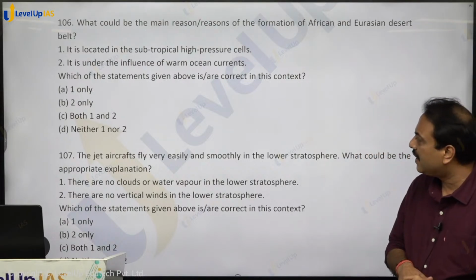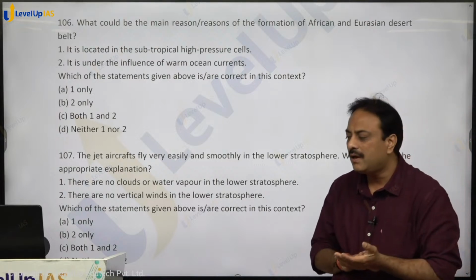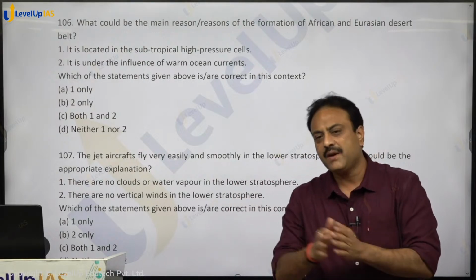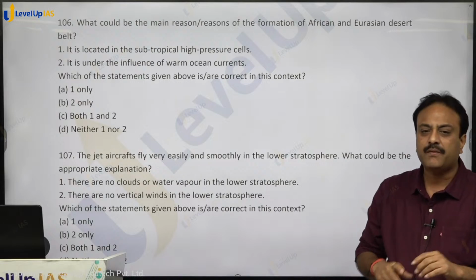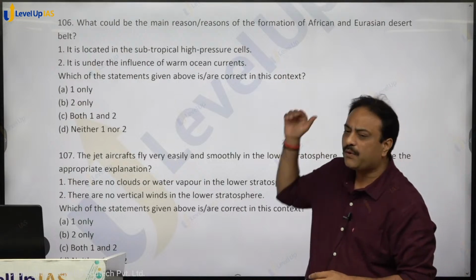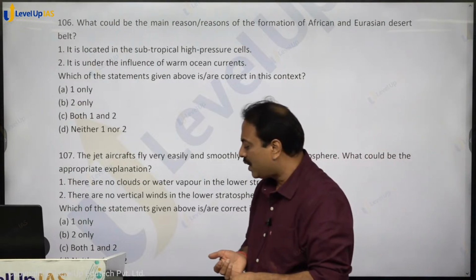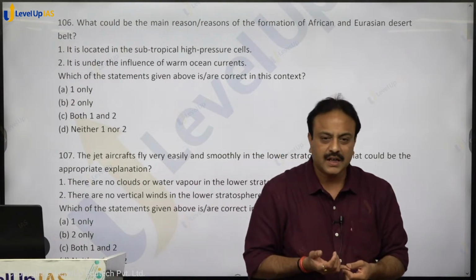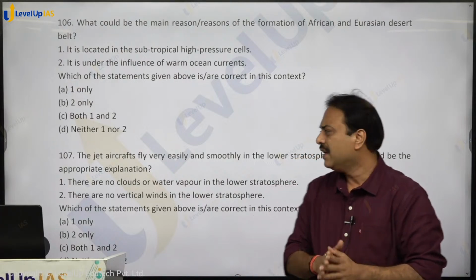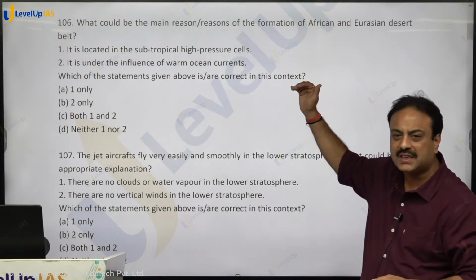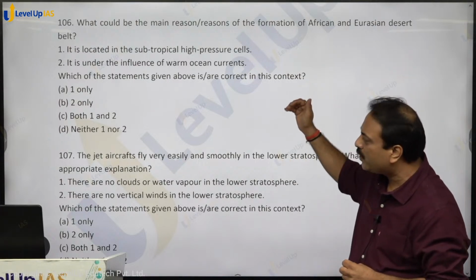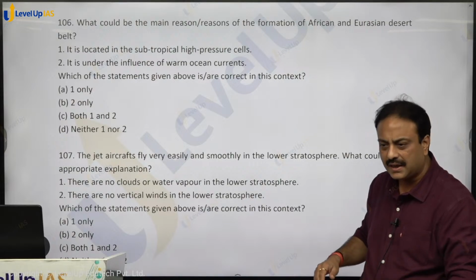It is under the influence of warm ocean currents. First of all, the cold currents are there. If we talk about the Sahara Desert, we have the Canaries cold current. And even if a warm current were present over there, a warm current will not support desert formation. It will increase rainfall. Desert formation can take place either due to the leeward effect, that is the rain shadow effect, or due to an anticyclone being developed over any particular region. These are the prominent reasons for the formation of deserts. Subtropical high pressure cells are like anticyclonic conditions only. So statement 1 is correct, statement 2 is wrong. So 1 only, option A for apple shall be the right answer. Clear on that?